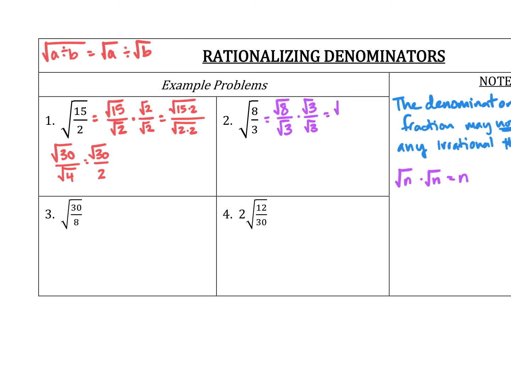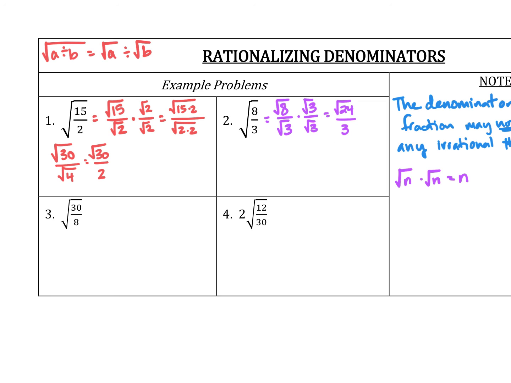Now my numerator is going to be the square root of 24. I skipped a step where I mentally went ahead and multiplied the 8 times the 3 and put it under a square root. So that's the square root of 24. And I know my denominator is now going to be just 3, using this rule that the square root of 3 times the square root of 3 is just going to give me 3.